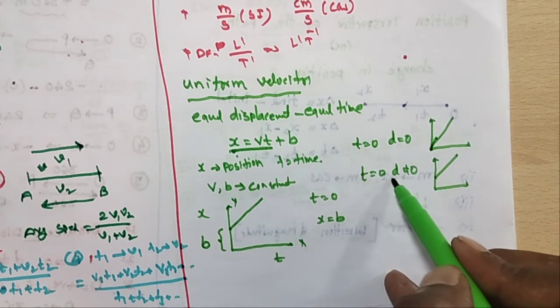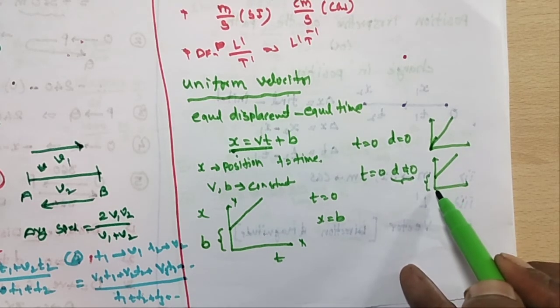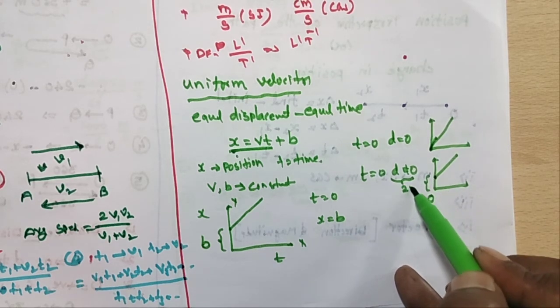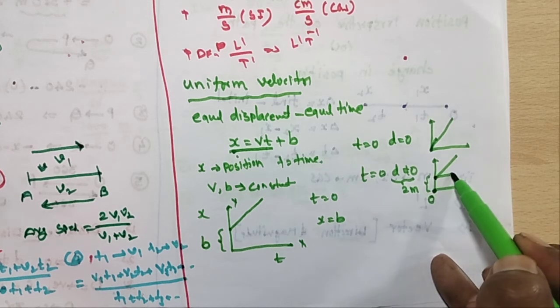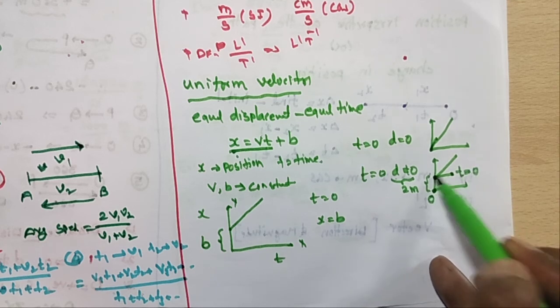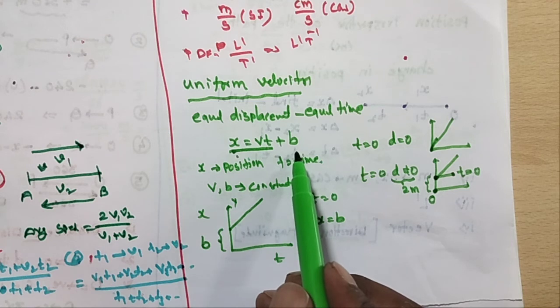Because the displacement not equal to 0 means it already has some reference point, some displacement, for example 2 meters. So this is a reference point, and the car is at this position. Now I am taking the start position at this position. In this case the graph shows x is equal to vt plus b.